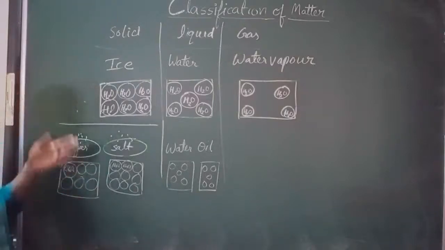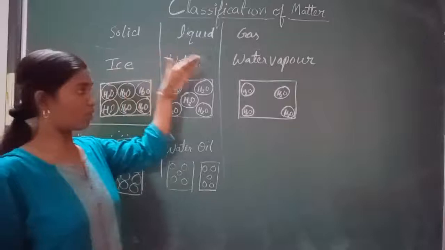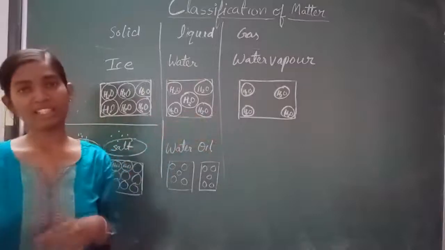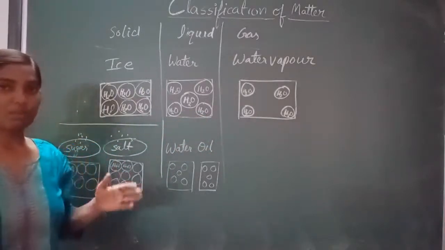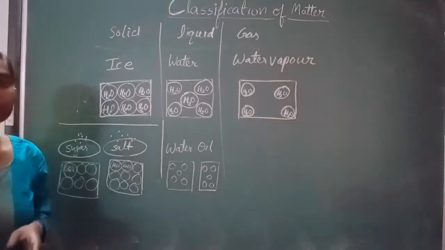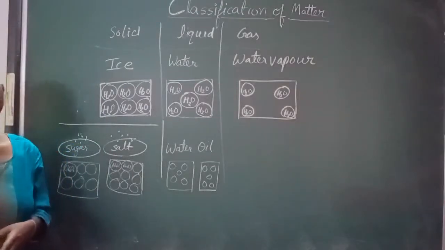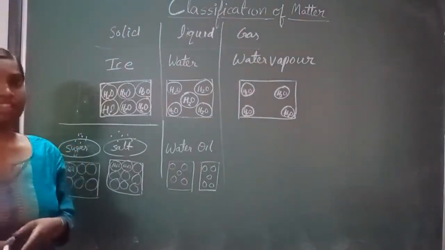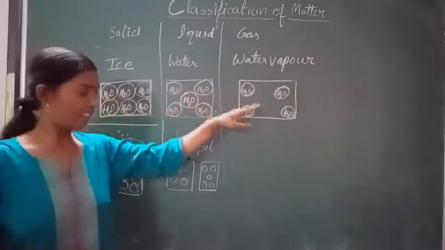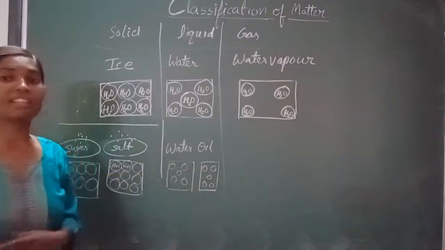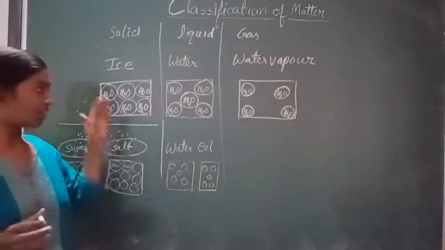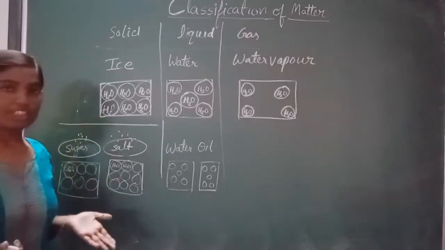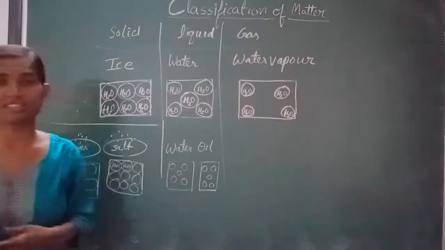You can see here also H2O, here also H2O, here also H2O. So what are you thinking? Can't we keep all these H2O in one category? Yes, it is possible. So the next classification is based on the similarities and dissimilarities among their chemical formulas. Again I am repeating, the next classification is based on the similarity and dissimilarity among the chemical formulas. So write down. I will rub this and then show you how it is classified.